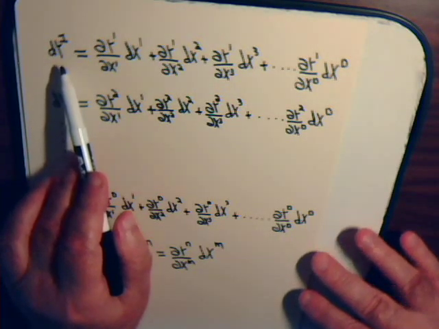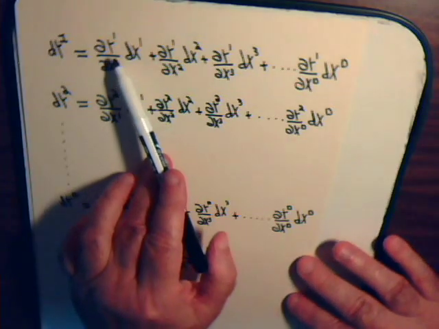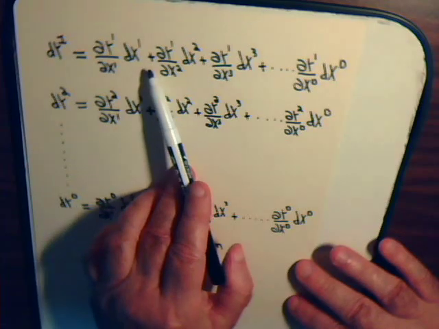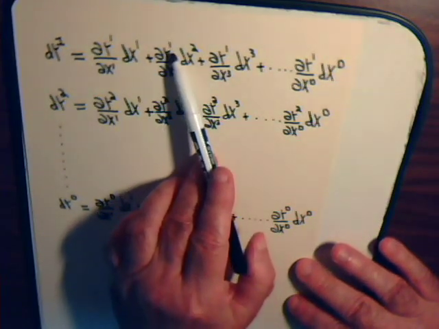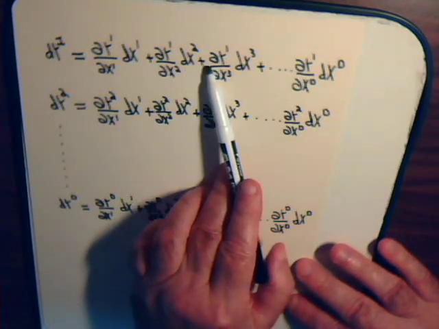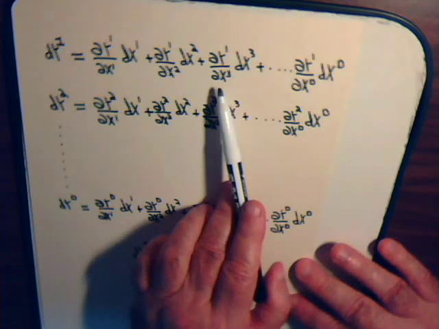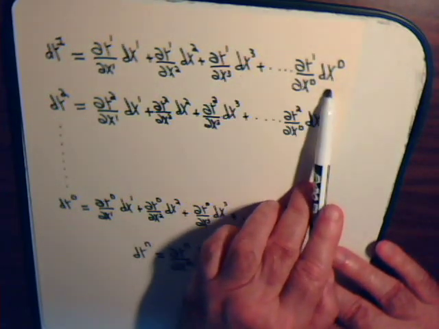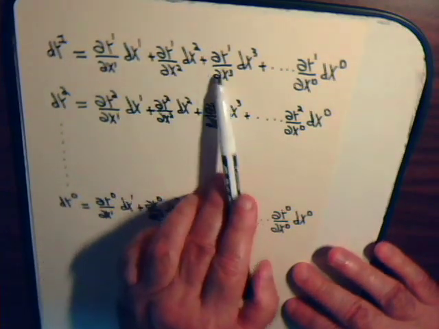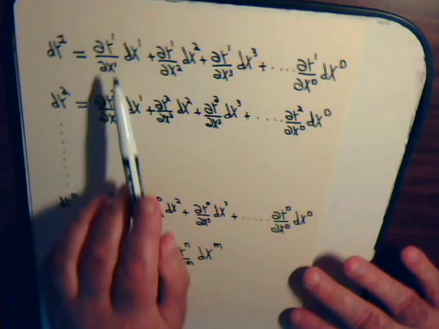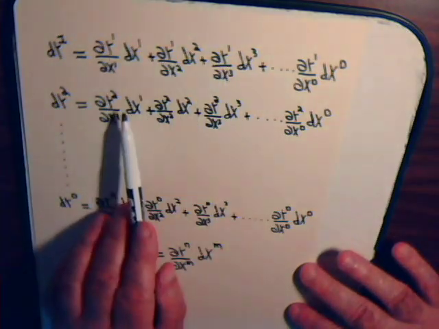dy1 would just be the partial of the y1 axis with respect to x1 times dx1, plus the partial of the y1 axis with respect to x2 times dx2, plus the partial of the y1 axis with respect to the x3 axis times dx3, and so forth. And we can find these partial derivatives because we know the transformation equations.